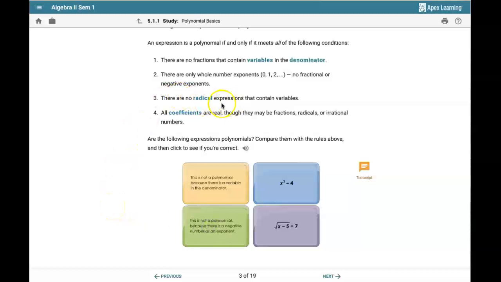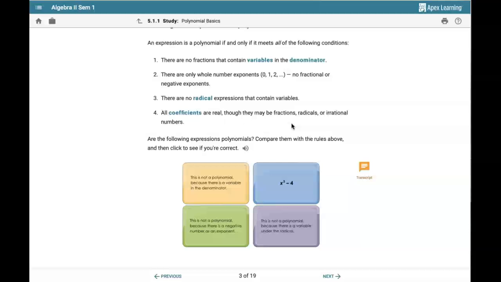All right, there can be no radical expressions that contain variables. Well, here's a radical expression, and that would be fine if it was by itself, but it has this x variable, so this one is not a polynomial. Right, and then finally, all coefficients are real. Okay, they may be fractions, radicals, or irrational numbers, but they cannot be imaginary numbers, so they have to be all real coefficients.